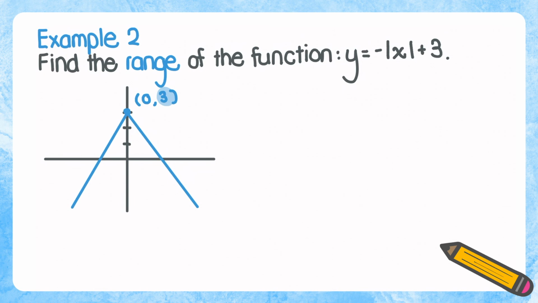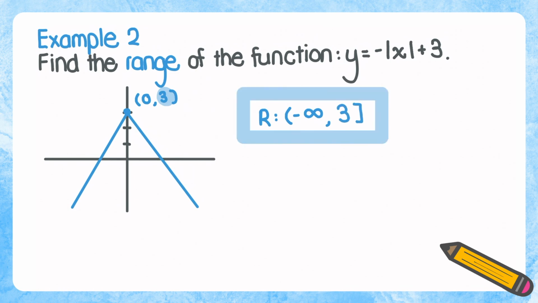So notice for this graph, this backwards V shape will go down all the way to negative infinity. But when it's moving up, it can't go higher than 3. So the range is going to start at negative infinity and go all the way to 3. And we used a closed interval here. And here's our range.